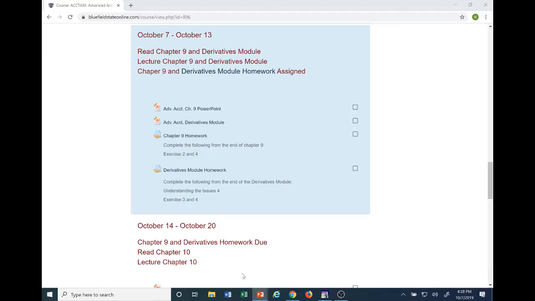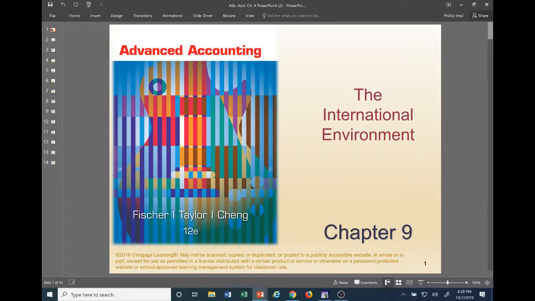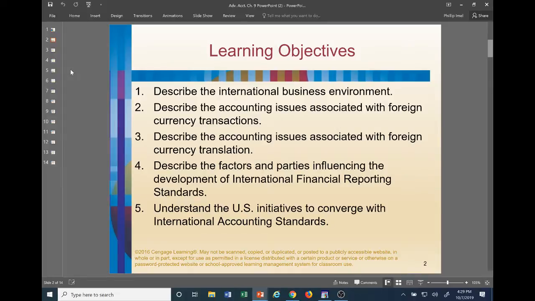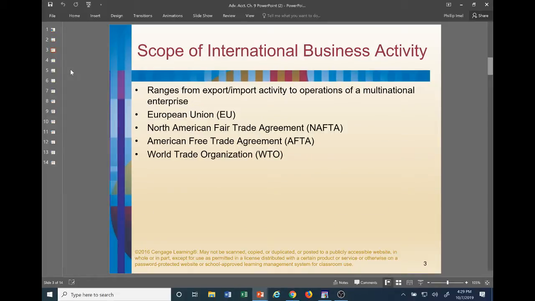Content here, we'll start with Chapter 9, the international environment. So let's look at our learning objectives here. Now, trade between different nations certainly is not new. It's existed before biblical times and has provided the means by which certain nations have evolved into the world powers that they have become today.